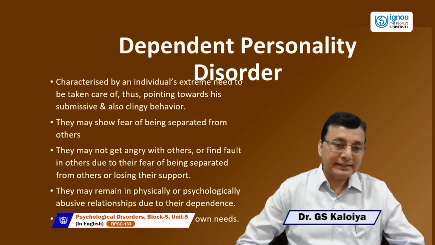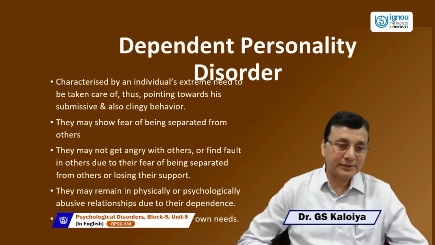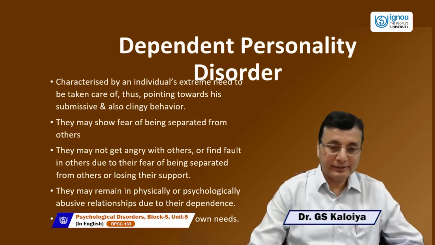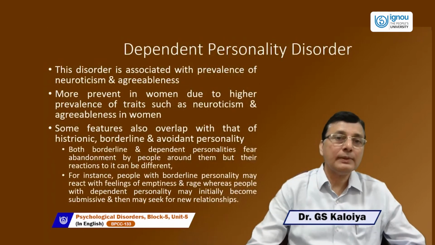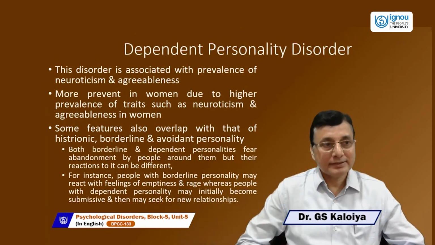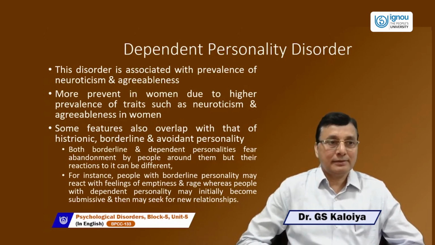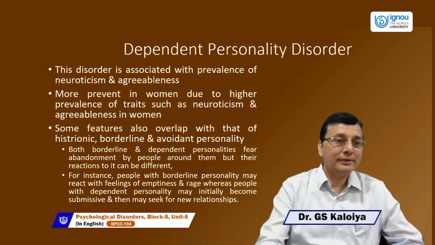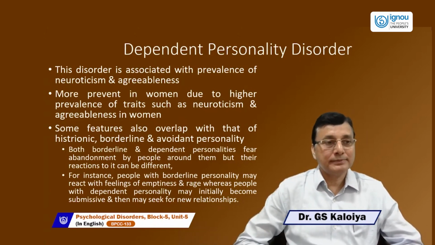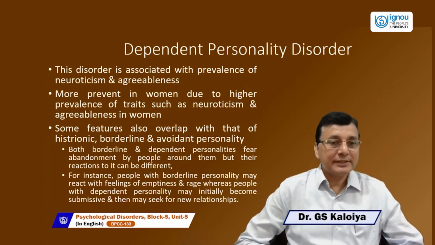They may remain in physically or psychologically abusive relationships due to their dependence. They give lesser importance to their own needs. This disorder is associated with prevalence of neuroticism and agreeableness. It's more prevalent in women due to higher prevalence of traits such as neuroticism and agreeableness in women. Some features also overlap with that of histrionic, borderline, and avoidant personality.